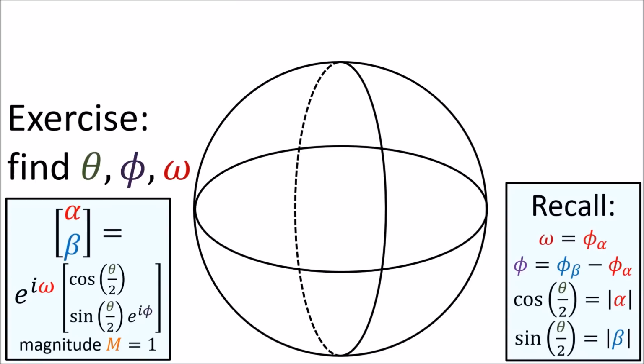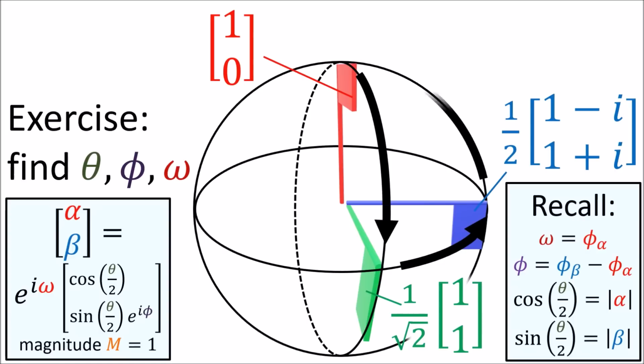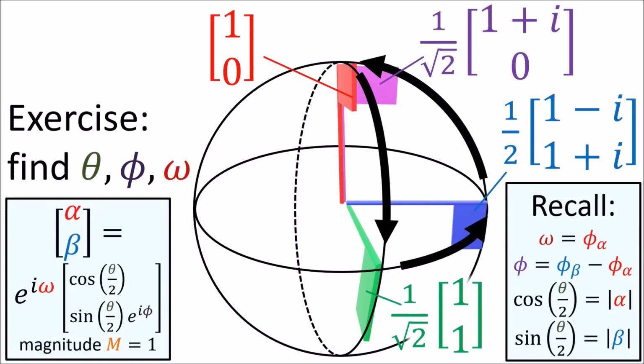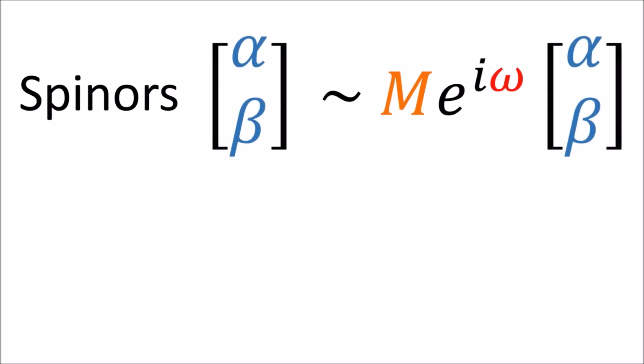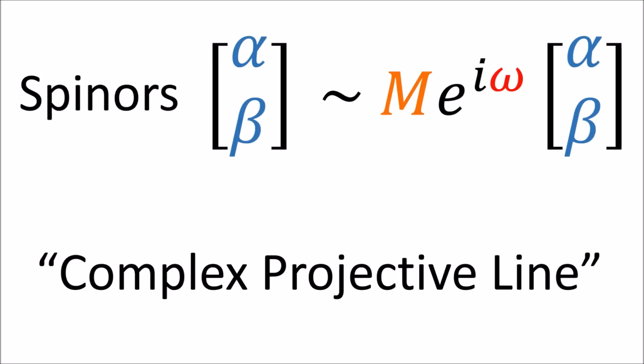As an exercise, you can try calculating the theta, phi, and omega parameters for this spinor of length 1 that's been rotated around, and try checking that the flag orientations make sense. So, spinors are pairs of complex numbers where the overall multiplication by a non-zero complex number doesn't change the spinor. This probably seems very mysterious, but there is a way we can understand spinors better, by realizing they are members of the complex projective line.